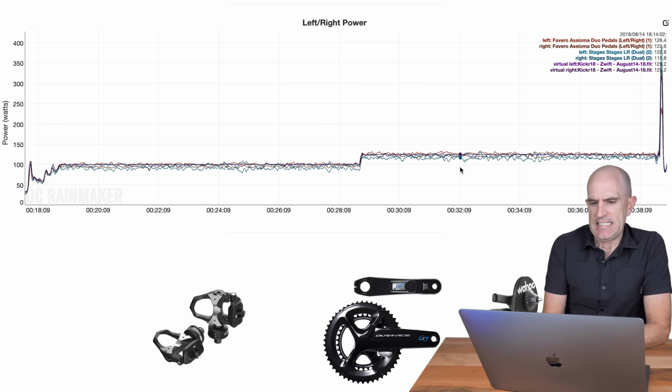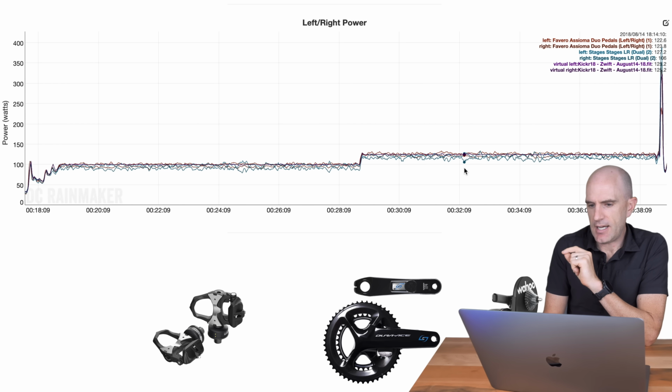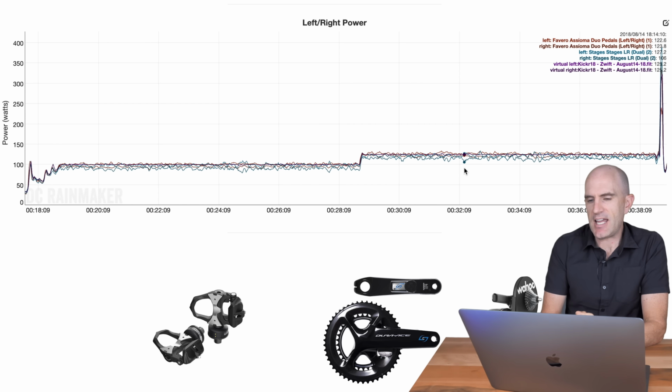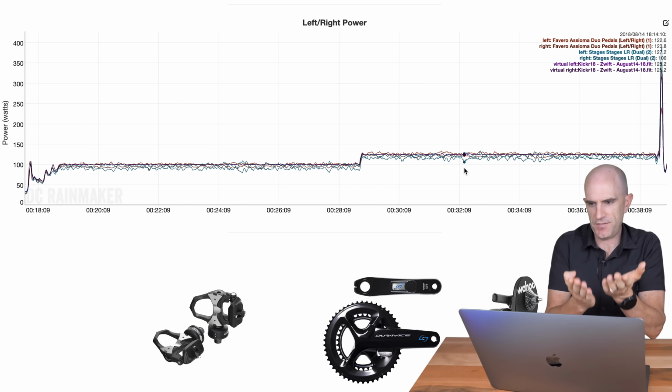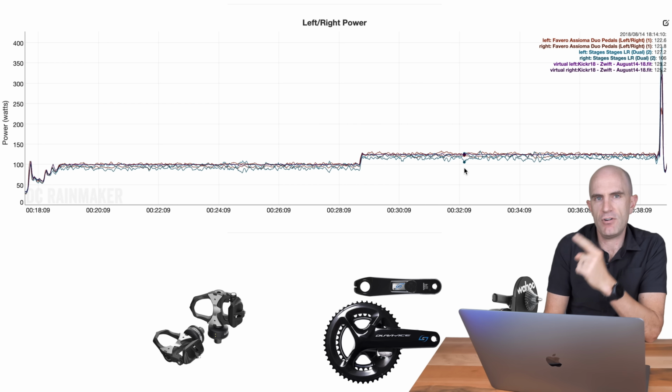So, yeah, it's not looking too good on the right-hand side. Diving in here, we can see there's a drop on the Stages right-hand side of the power meter. We have 122 and 123 on the Accelerometers, 50-50, or as close to 50-50 as you're going to get. The Stages left reads 127, the right reads 106.